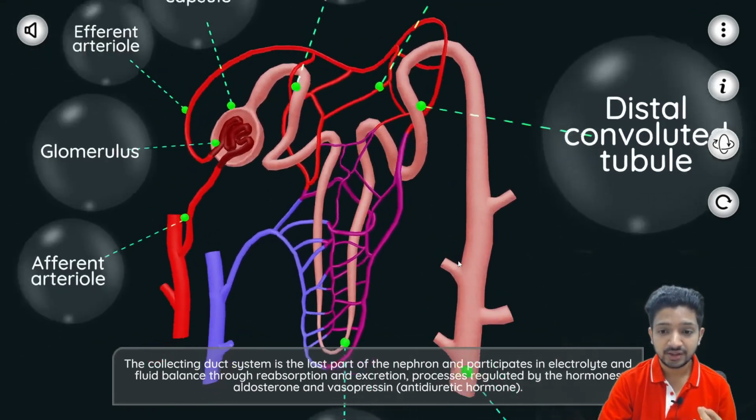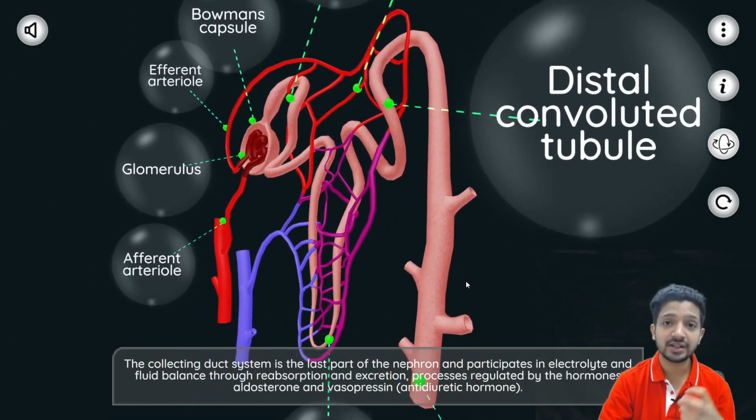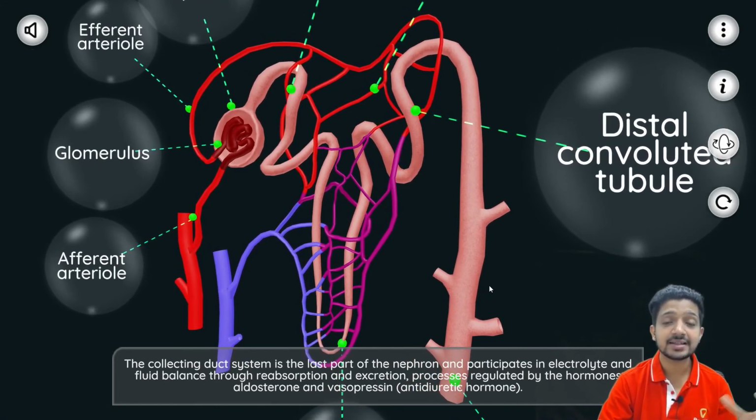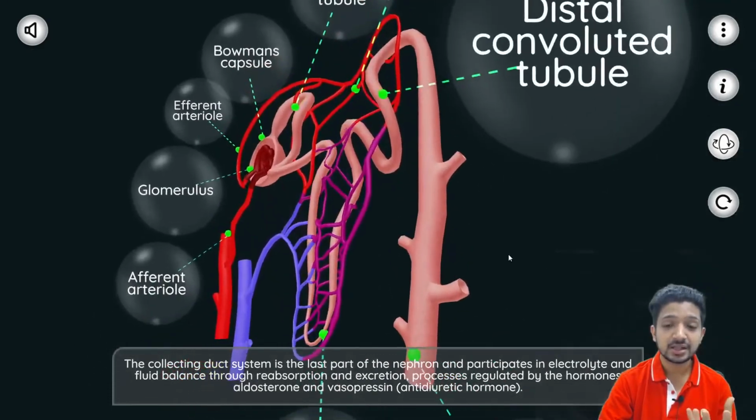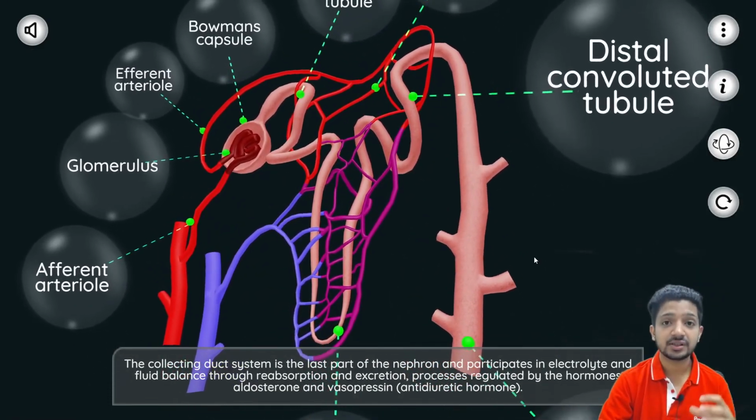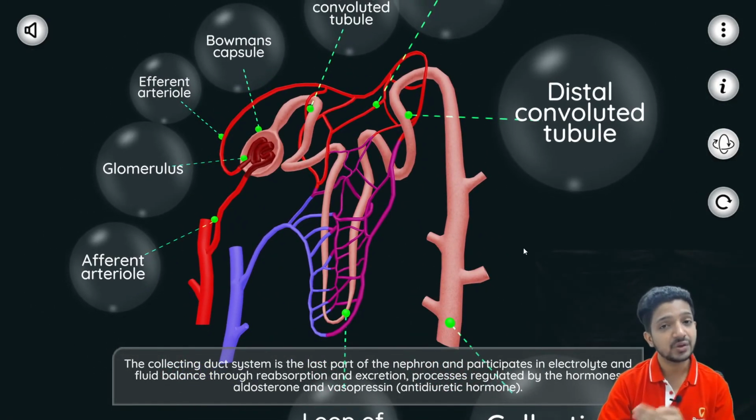As you can see over here, it has extensions through which different nephrons will be connected, and thus it will help in the concentration and collection of urine. It is a tube-like structure which will further help the urine to pass out of the kidneys.